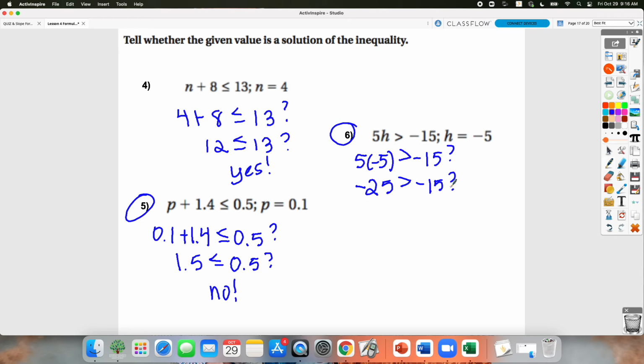So, it has a greater absolute value, but think about where it would be on the number line. Is it going to be to the left or to the right? Negative 25. Is it greater than negative 15? No, it would be further to the left, so it's actually less than. So is negative 5 a solution to this inequality? No. No. All right.